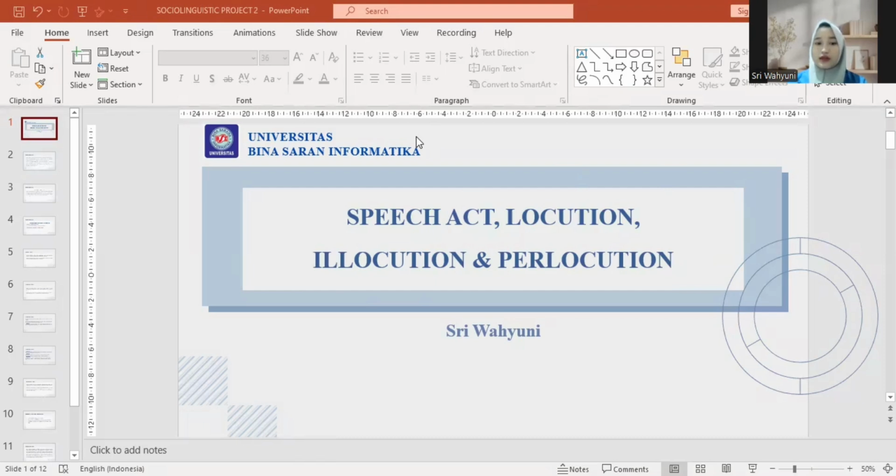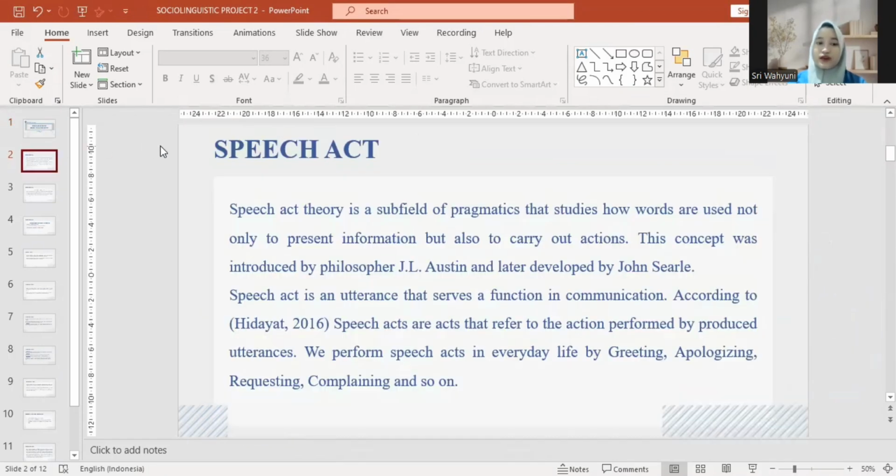Today, I will do my second project of sociolinguistics, that is the presentation about speech act, locution, elocution, and perlocution. Okay, let's start from the speech act.